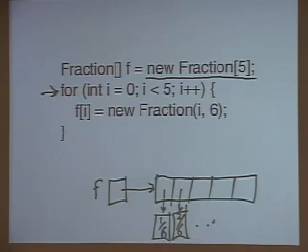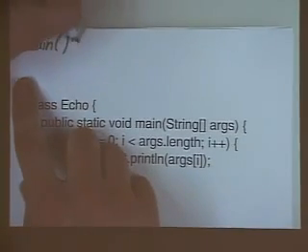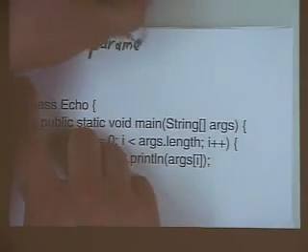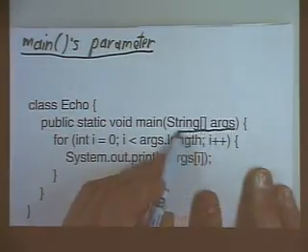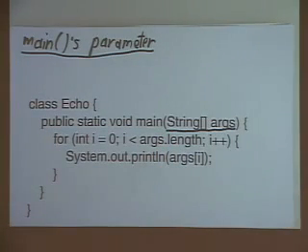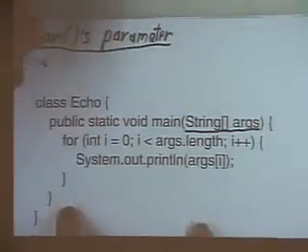Here's another interesting array that comes up in Java. You may have all noticed that there is a parameter to the main method that every program starts with, and that parameter is an array of strings. So our new subject is main's parameter. We've declared this args of type array of strings. What is that? It's a list of command line arguments that you typed at the Unix prompt.